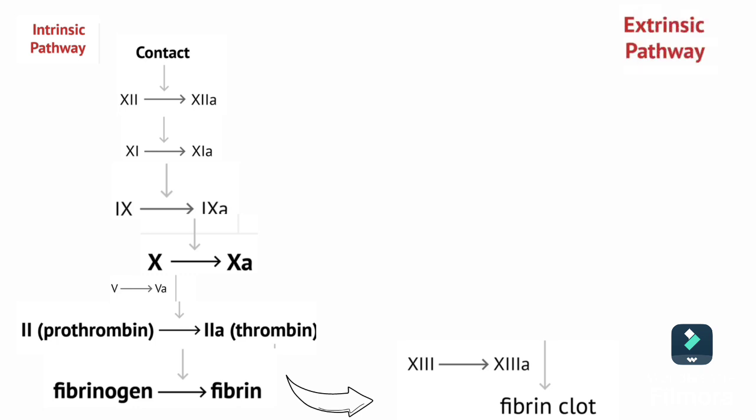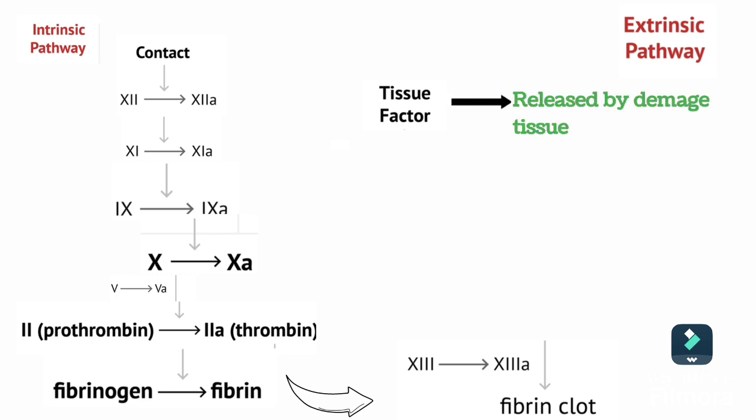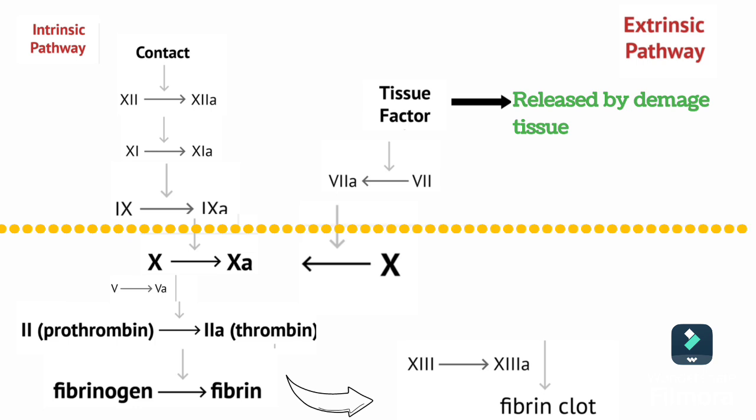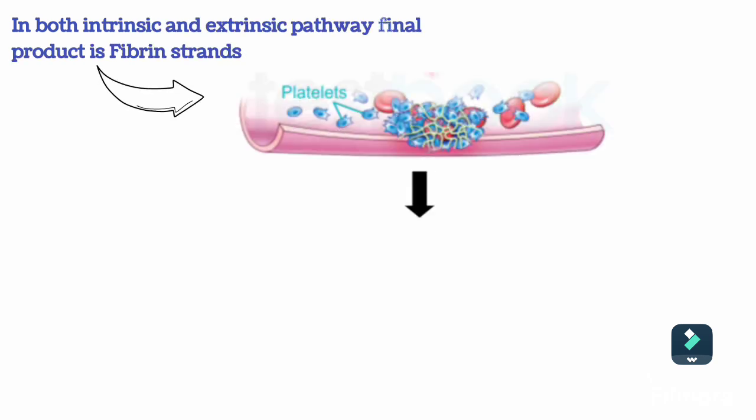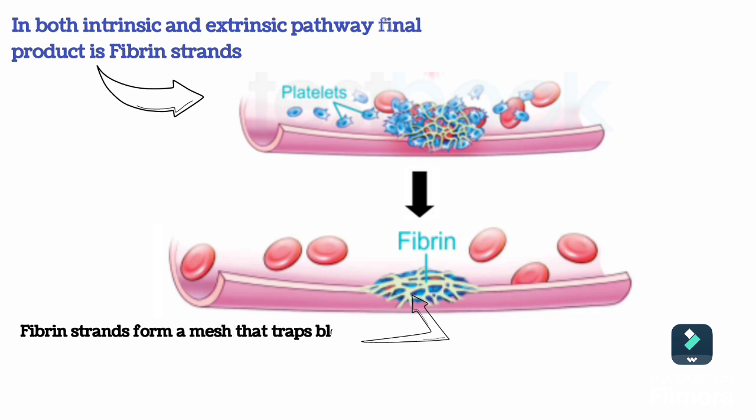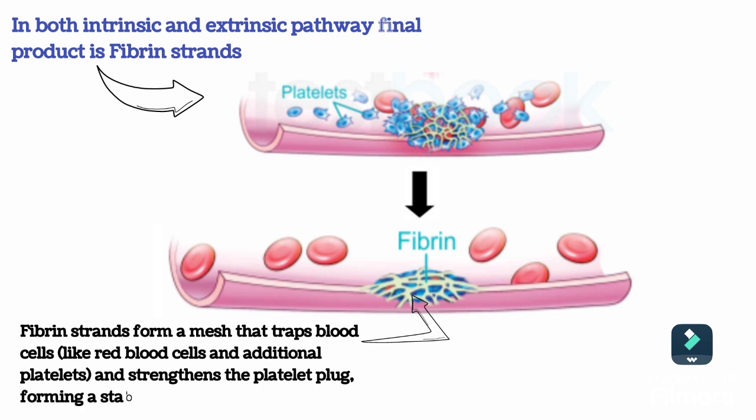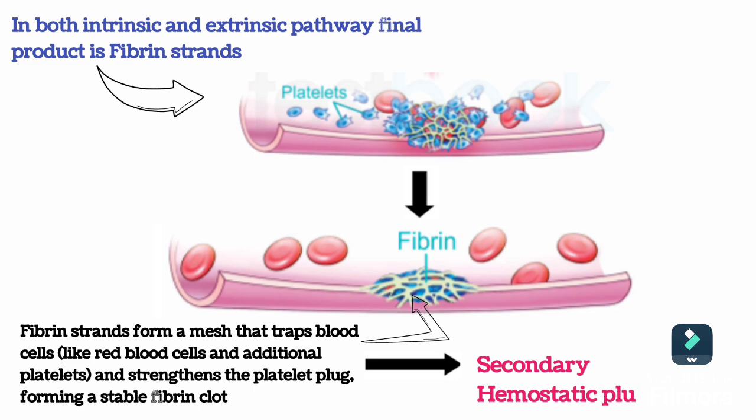On the other hand, the extrinsic pathway is activated when a tissue factor, also called thromboplastin, is released from injured tissue. This tissue factor activates factor 7 into its active form. Activated factor 7 then activates factor 10, causing the extrinsic pathway to converge with the intrinsic pathway through a common pathway. In both the intrinsic and extrinsic pathways, the final product is fibrin strands. These fibrin strands form a mesh that traps blood cells, such as red blood cells and additional platelets, and strengthens the platelet plug, forming a stable fibrin clot, also known as the secondary hemostatic plug. This process stops bleeding permanently.